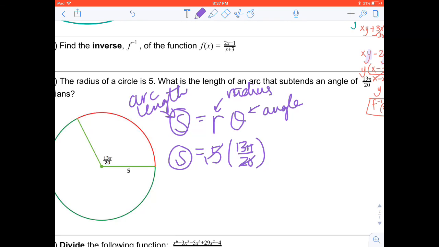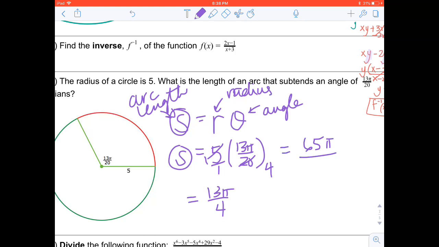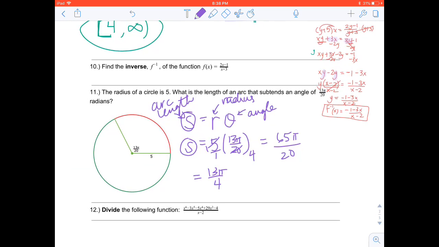Well, this is going to cross simplify, because that's technically over 1. 5 times 1 over 20, that's going to simplify to 4. So I get 13 pi over 4. Simple as that. You could have gone ahead and multiplied straight across. 5 times 13 is 65 pi over 20. And then you would have had to simplify that. 65 over 20 simplifies to 13 pi over 4. So that gives us the arc length that we were looking for here.